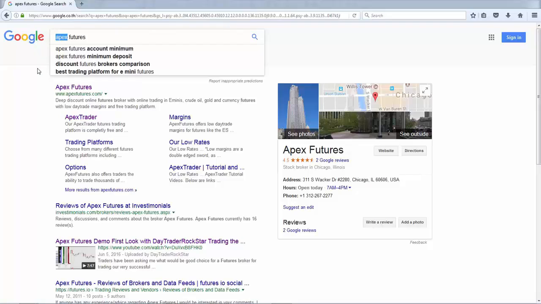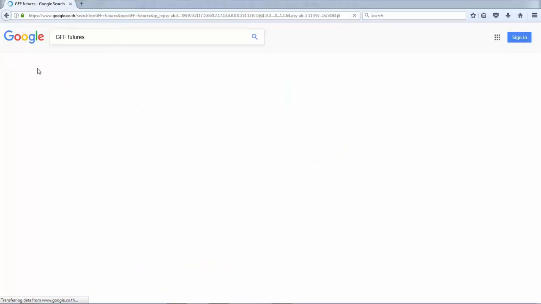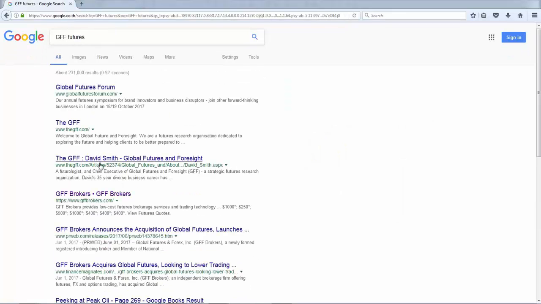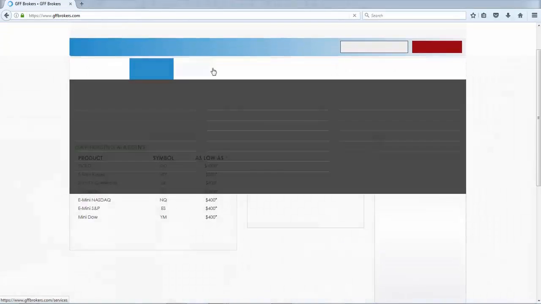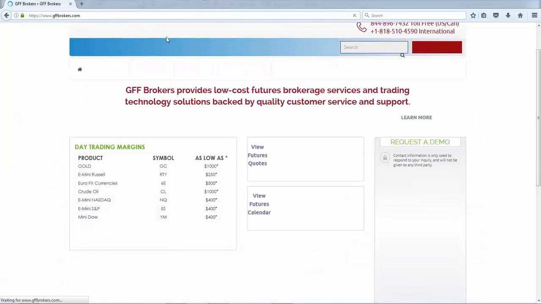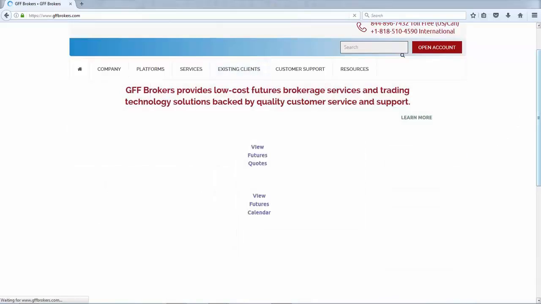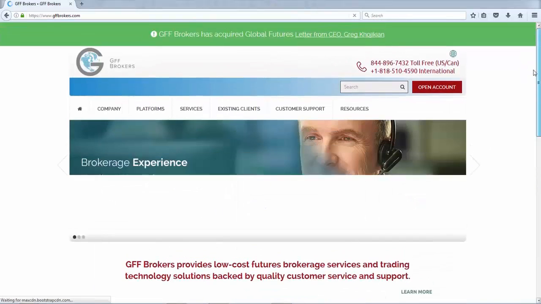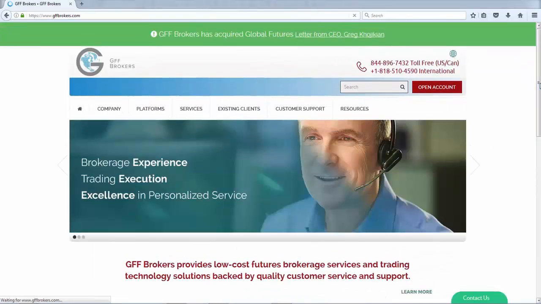You've also got global futures. Now, actually they're called GFF futures now. I recommend these guys because, see, Global Futures is now GFF. They got bought out by GFF brokers. And there's still all the same people there. All the same people that were working there before at Global are all the same people working there, as far as I know, at this new broker.